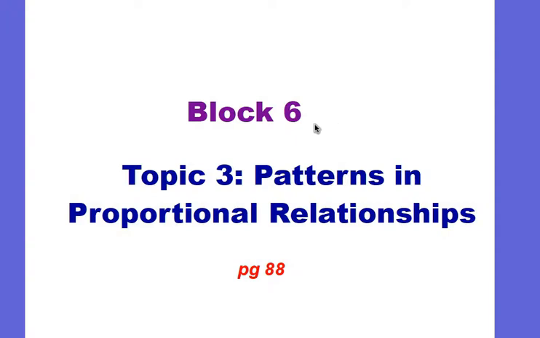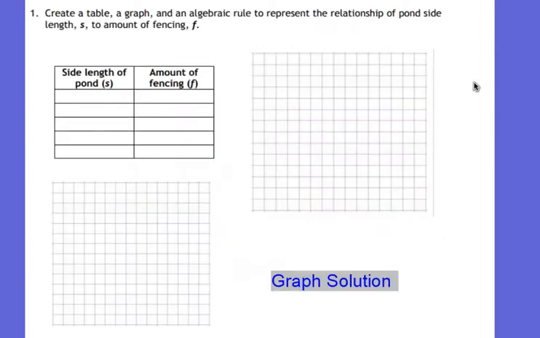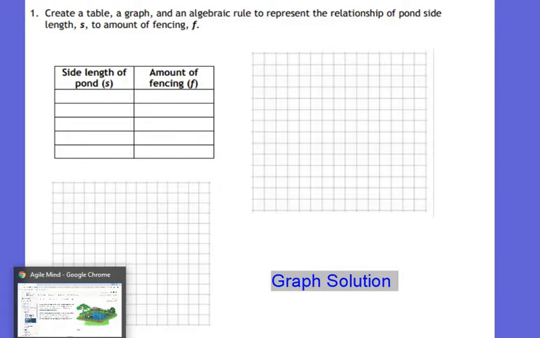Okay, block 6. I'm going to look at question 1 on page 88. It says create a table, a graph, and an algebraic rule to represent the relationship of pond side lengths S to the amount of fencing F. Okay, so our problem, I wanted to read the directions before showing the problem.